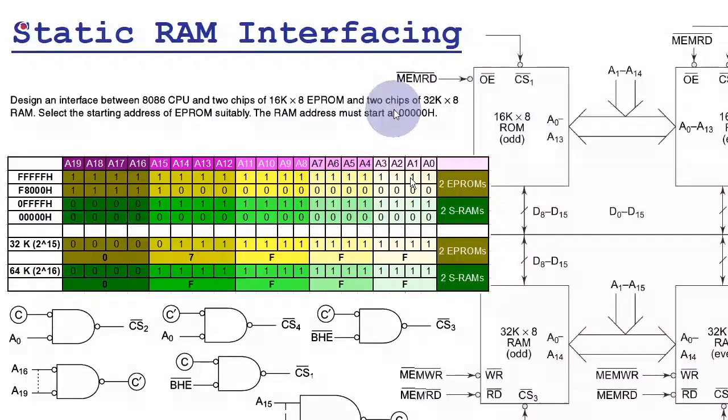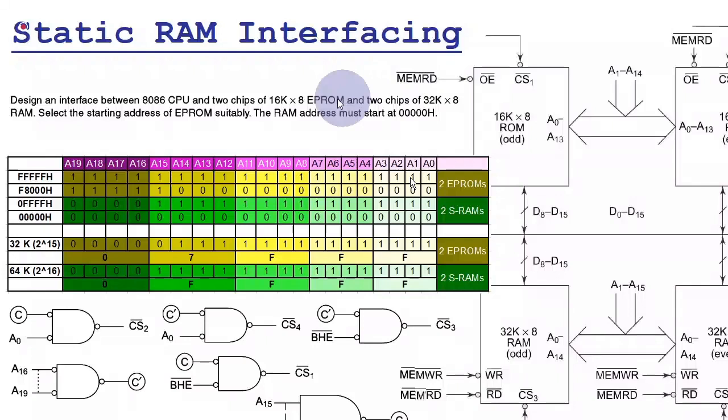And for that, we have to make some hardware connections. In this example, the highlight is that you have got ROM and RAM of different sizes. ROM is 16K cross 8 and RAM happens to be 32K cross 8. That is why a different number of address lines will be used for both. And the second thing is there will be some gap.